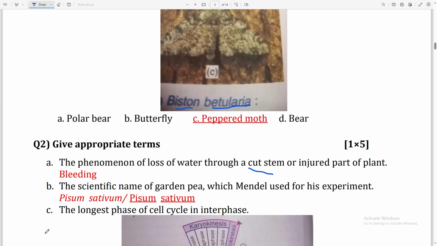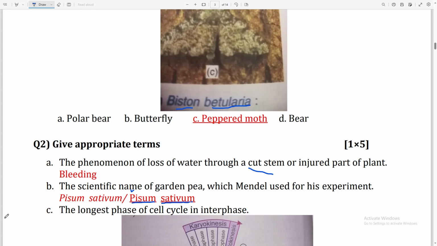So it is to be written in italics. So that's why I have mentioned here in italics. But how do you have to write? You have to write the genus or the generic name, that is to be underlined separately, and the specific name or the species is to be underlined separately. And here only P, that is the first alphabet, will be a capital letter, and all the rest of the alphabets will be small letters.